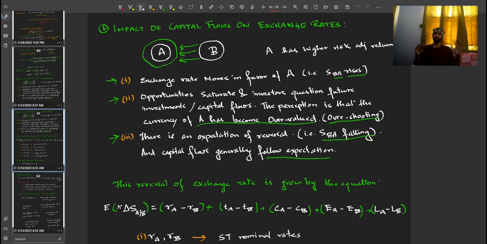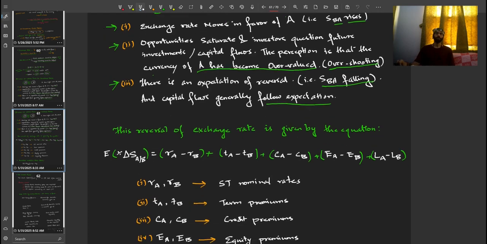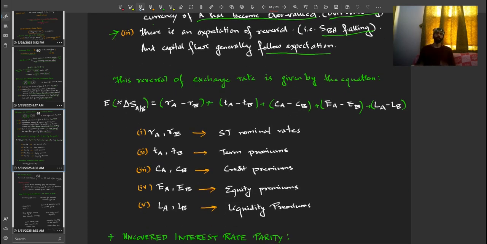Now this entire process, specifically the third phase, that is the phase of the capital outflows after the opportunities saturate, is represented by the following equation. So let me discuss this equation. It's a mathematical expression. Let me discuss it event wise.